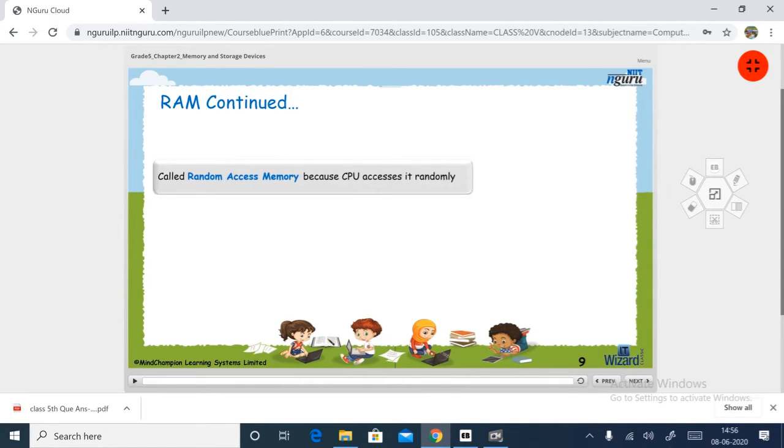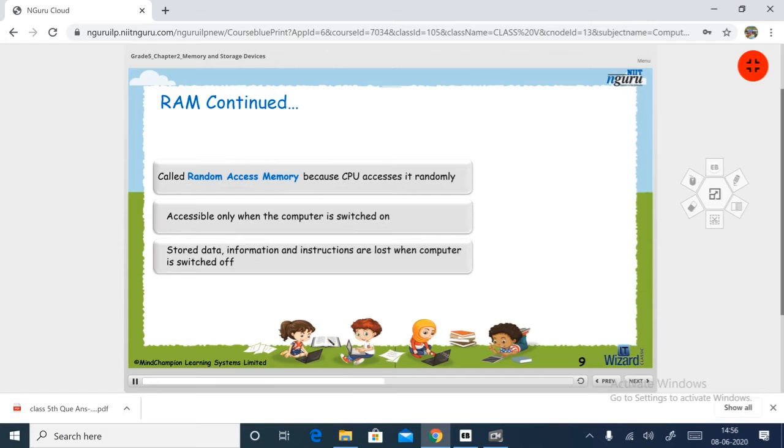RAM is known as random access memory because the CPU accesses it randomly. It is directly accessible by the CPU randomly, because its full form is random access memory. It is accessible only when the computer is switched on. So when you power on your computer, this memory will continue.